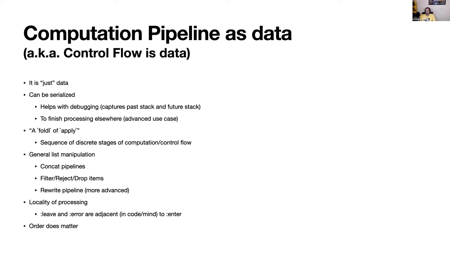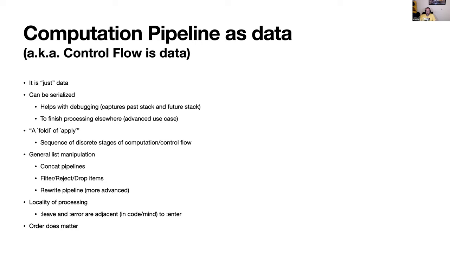One of the other nice things, to me, is the locality of processing. Because we define each interceptor as a map and it's got an enter, a leave, and an error, or some combination of all three of those things, you see your enter by your leave. You see your enter by your error. Your error handling and your cleanup, your resource cleanup if you do resource openings, are all together.